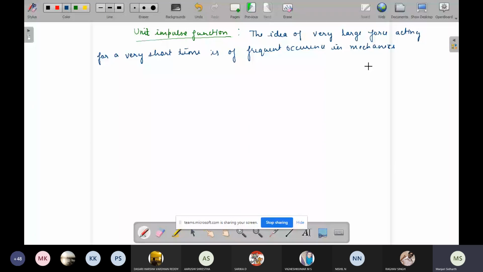For example, in real life, when a ball hits a wall, the impulse of the force that hits that wall is of very short time, even a microsecond, it will hit the wall, or it will hit the surface. So that force you can understand as the impulse function, unit impulse function. So the unit impulse function is considered as the limit form of this function.